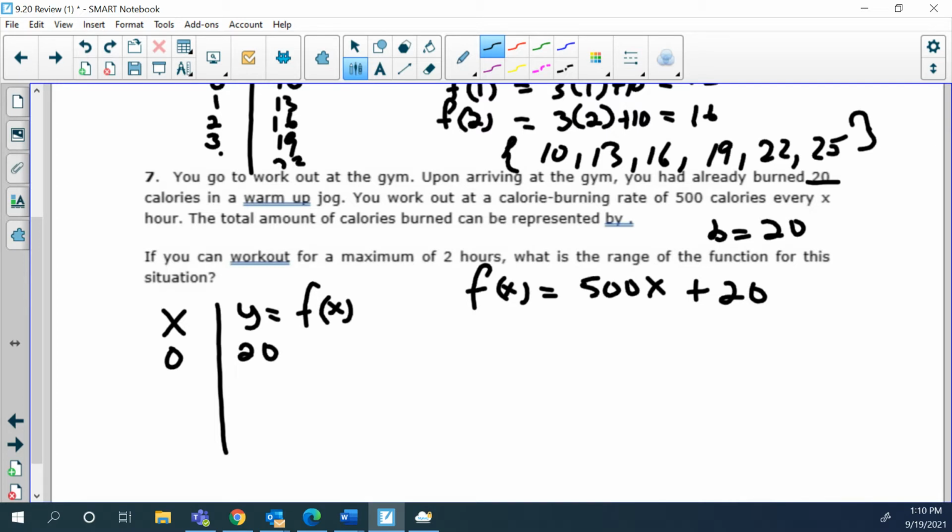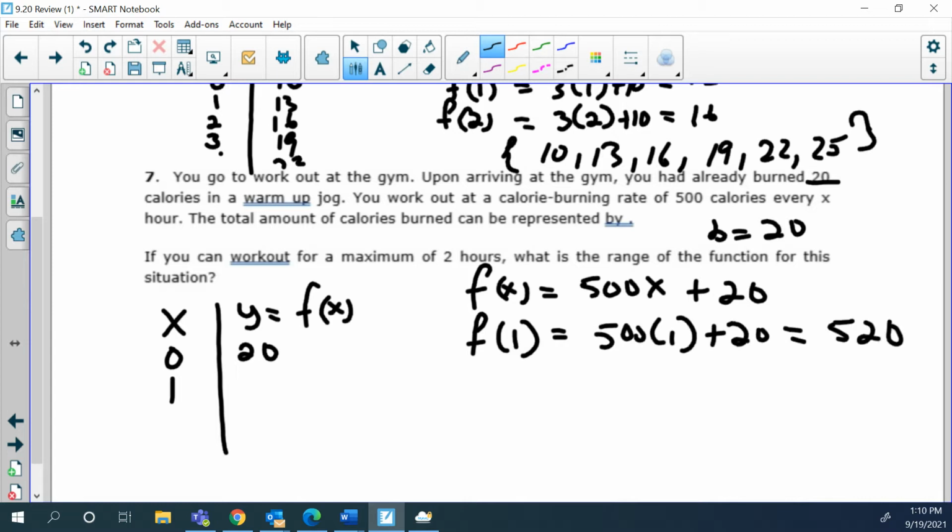Now, after 1 hour, how many calories have you burned? Well, when x is 1, we're going to find f of 1. So I'm going to replace x with 1. So wherever I see x in the equation, I'm going to replace it with 1. So 500 times 1 plus 20, and that's going to give me 520. So after 1 hour you've burned 520 calories.